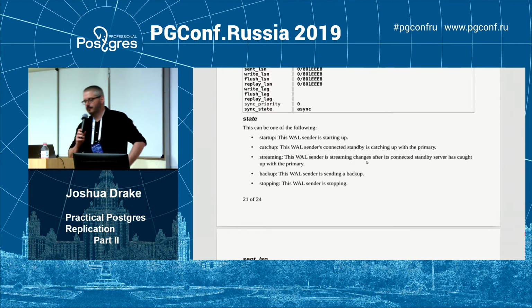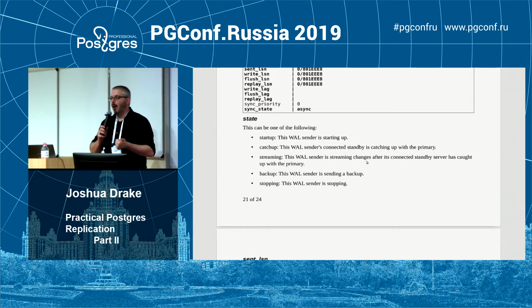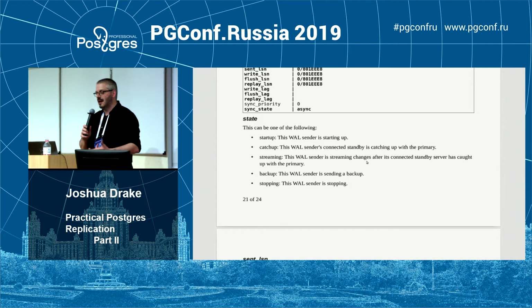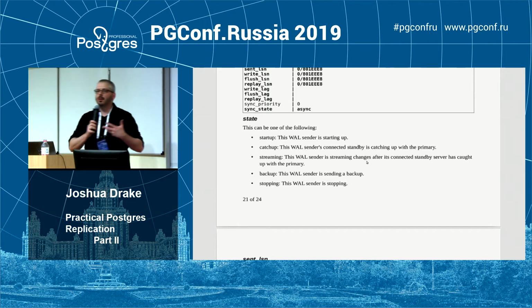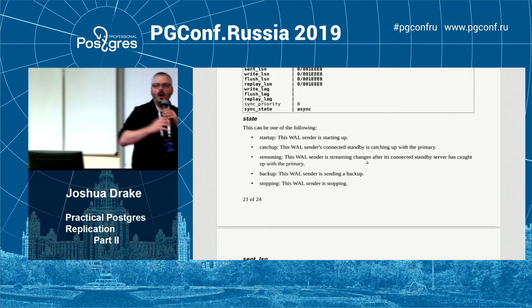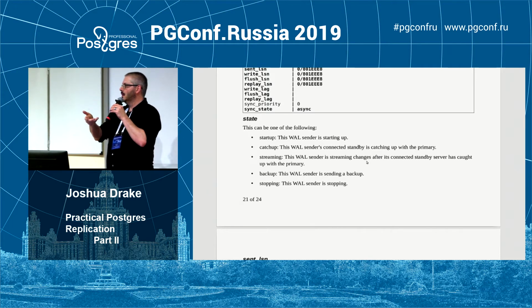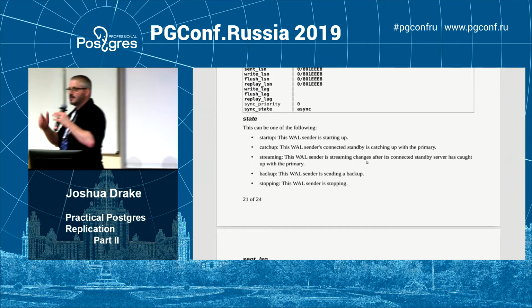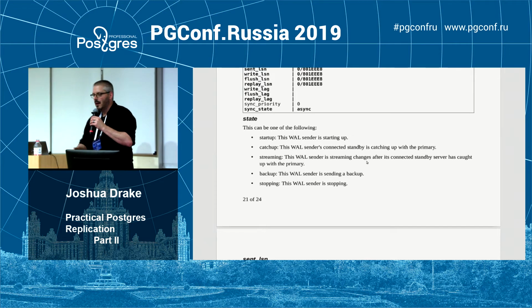So the state, sync state, or did I do that? Sorry. No, the state can be one of the following. Startup. The WAL sender is starting up. We're not yet replicating. Catchup. The WAL sender's connected standby is catching up with the primary. You are most likely only going to see catchup on the initial startup of a secondary when it's trying to get itself into a consistent state with the primary. Streaming, that's what we're doing now. All changes are being streamed. Backup, the WAL sender is sending a backup. Or stopping, the WAL sender is stopping. We're shutting down.